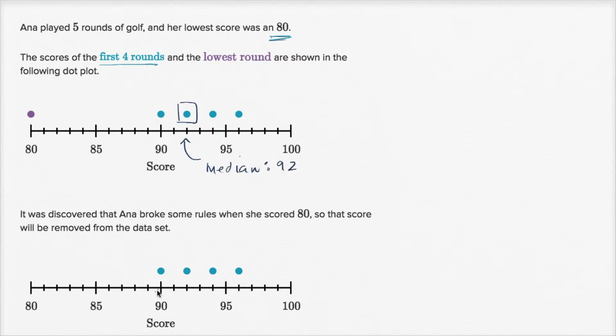And what's the median once you remove this? Now you only have 4 data points. We're trying to find the median of an even number of numbers. You look at the middle 2 numbers. So that's a 92 and a 94. And then you take the average of them. You go halfway between them to figure out the median. The median over here is going to be halfway between 92 and 94, which is 93. So the median is 93.